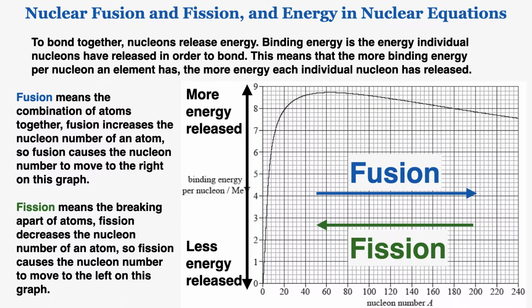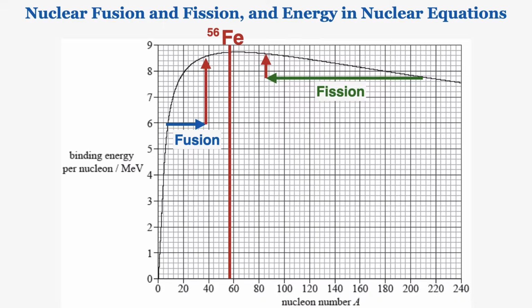So based on the definition of fusion and fission, fusion would involve the movement to the right on this graph because it involves going from a smaller nucleon number to a larger nucleon number. And fission would be going from right to left because that involves going from a larger to a smaller nucleon number. I know that iron, Fe56, is the most stable element. Before that, the binding energy per nucleon goes up, and after, the binding energy per nucleon goes down.